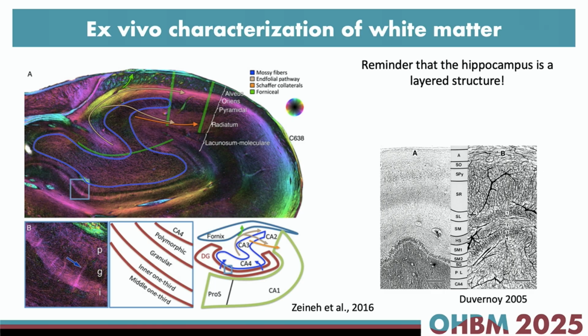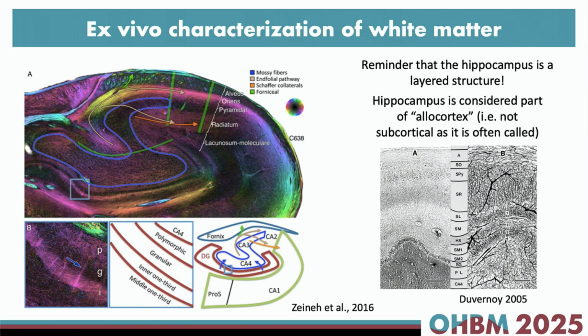But remember, I showed you on one of those other circuit diagrams that the different layers of the medial temporal lobe cortex are projecting to different layers within the hippocampus. And so this is just a reminder, the hippocampus is not a subcortical region as it's sometimes thought of in the neuroimaging world. It's actually a part of cortex, or allocortex.